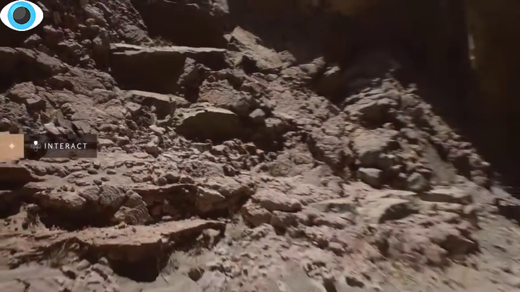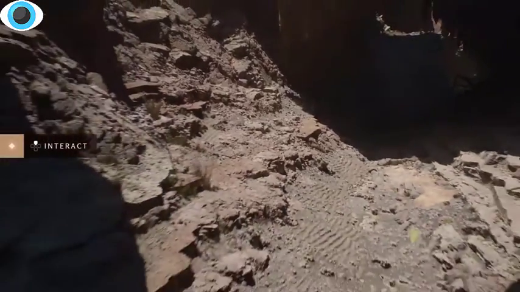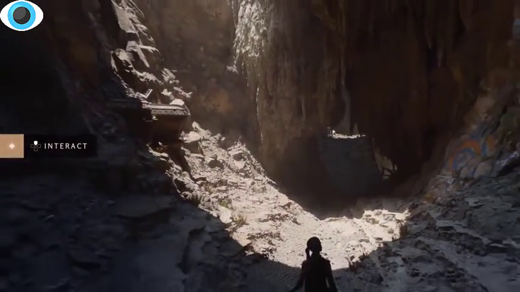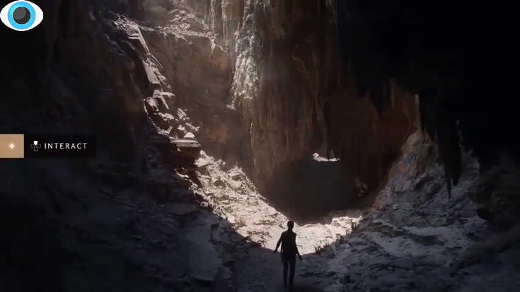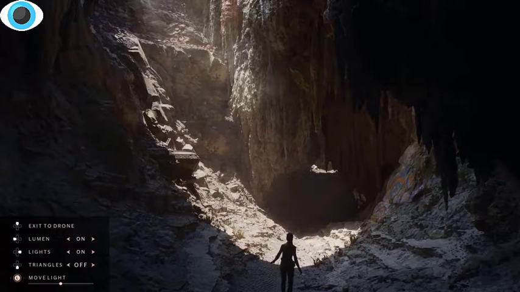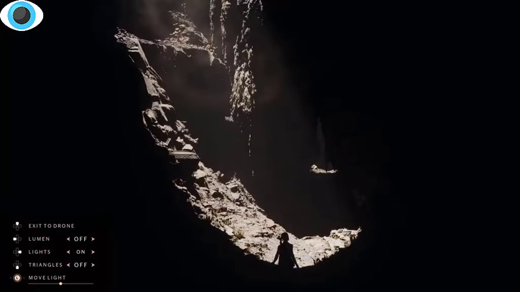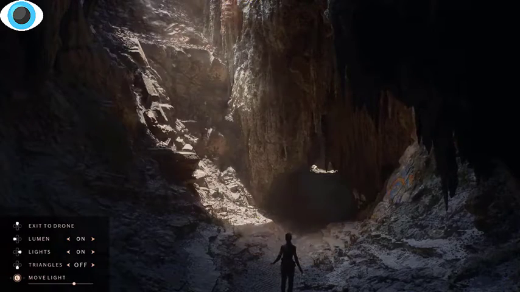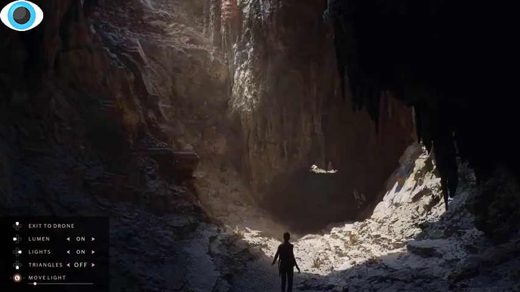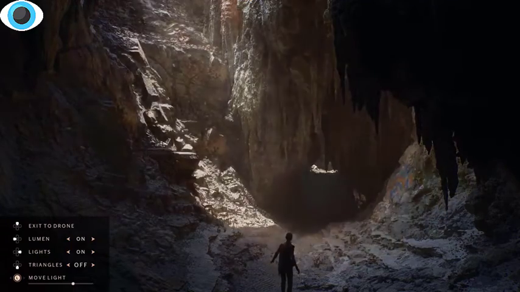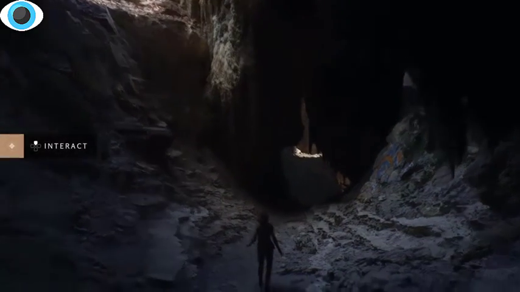Speaking of lighting, all of the lighting in this demo is completely dynamic, with the power of Lumen that even includes multi-bounce global illumination. No light maps, no baking here. Without GI, all of that beautiful lighting is gone. With Lumen enabled, we can move the light and the bounce changes instantly. Okay, let's keep going.